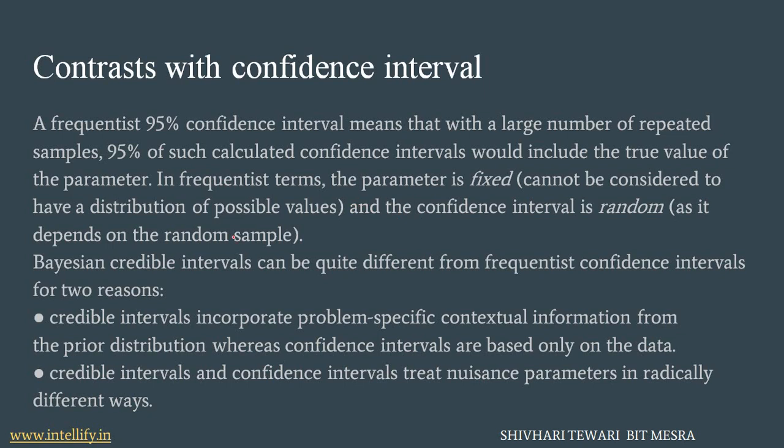and the confidence interval is random. So this is how we can say the frequentist 95% confidence interval can be taken.